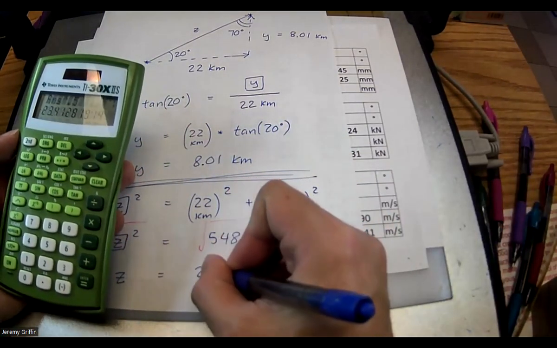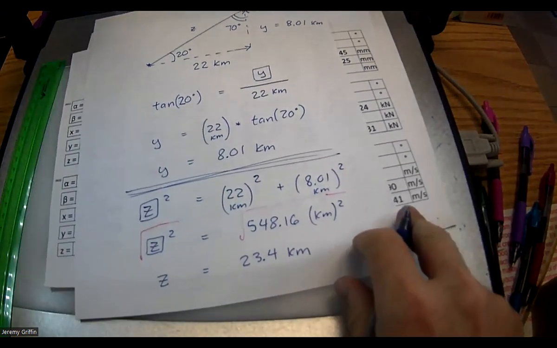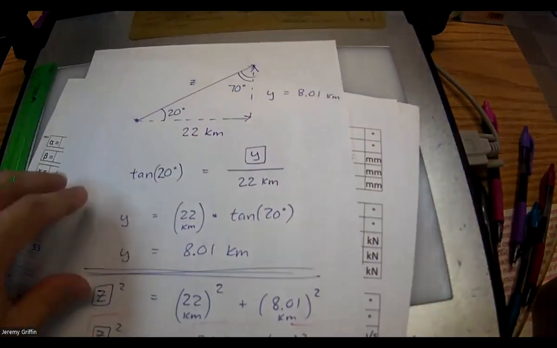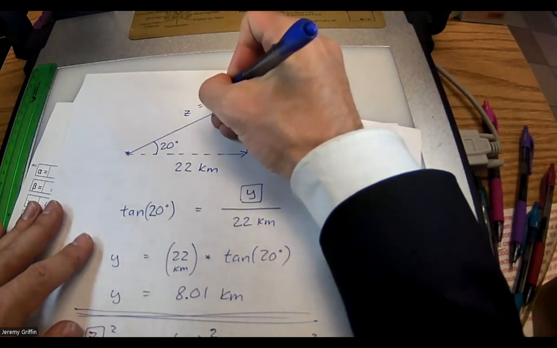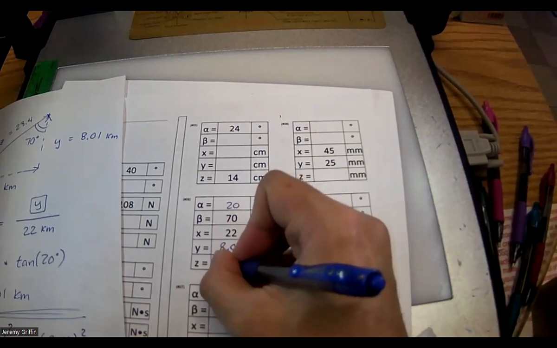So that's 23.4 kilometers. Oh, I meant to ask you guys before I actually solved that, what do you think would be reasonable? So this came out to 23.4 kilometers, 23.41, I guess. 23.4.